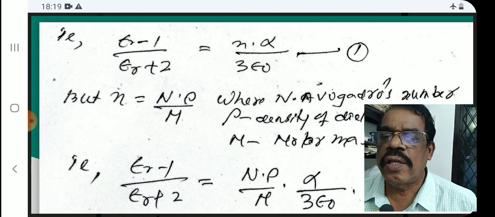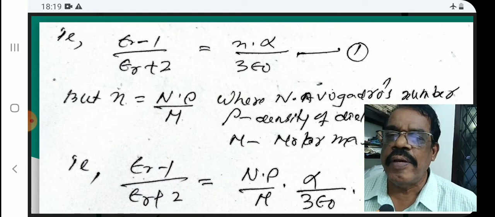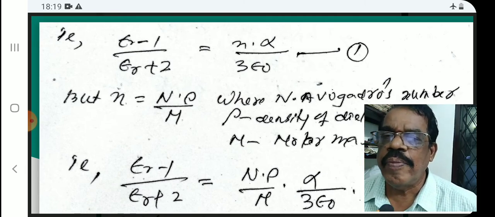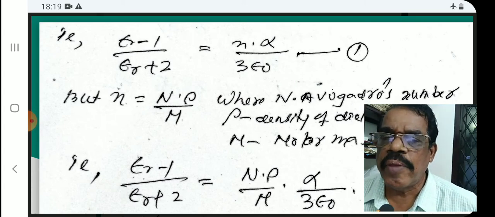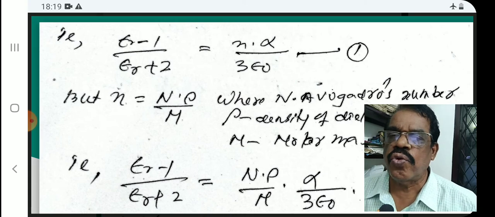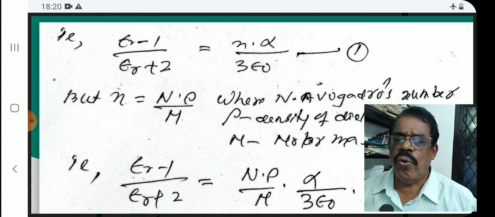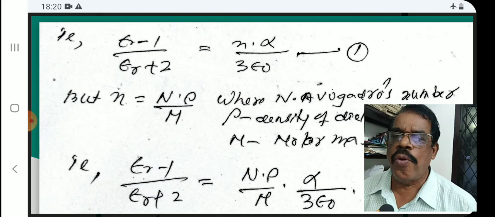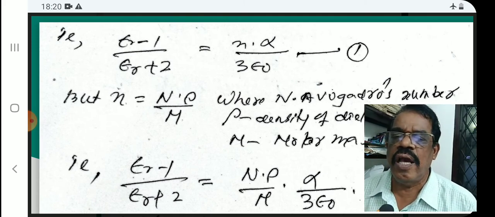Small n is the number of atoms per unit volume. That is capital N by V, remember. V is the molar volume. And volume is mass by density, so mass will come in the denominator and density will come in the numerator. Mass here is molar mass. Or you simply remember the relation: n is equal to N rho by m. N is the Avogadro number, rho is density and m is the molar mass.